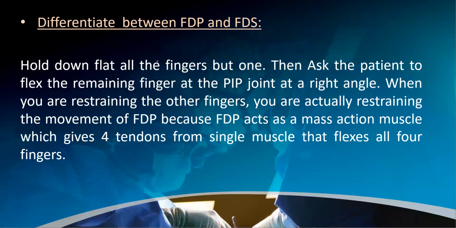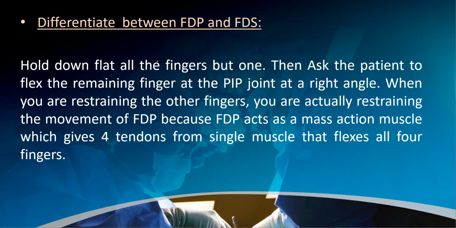you ask the patient to put their hand on the table flat with the palmar aspect above. You hold down flat all the fingers but one. So what you do, you restrict all the fingers, but you just let the patient move one finger. Once you do that, if you hold down all the fingers, you are actually restraining the action of FDP. Why?